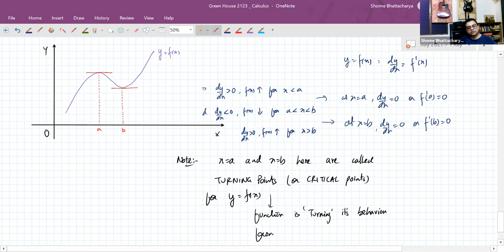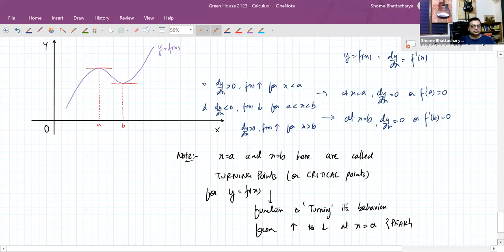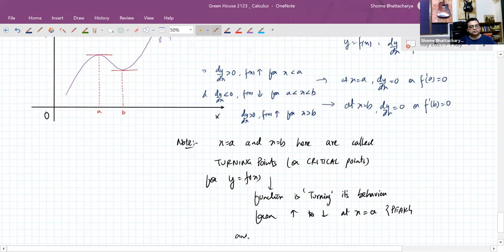from increasing to decreasing at x equal to a. And that's why you can see that x equal to a is like a peak point. And similarly, it is changing its behavior from decreasing to increasing at the point x equal to b. So that is like a dip point.